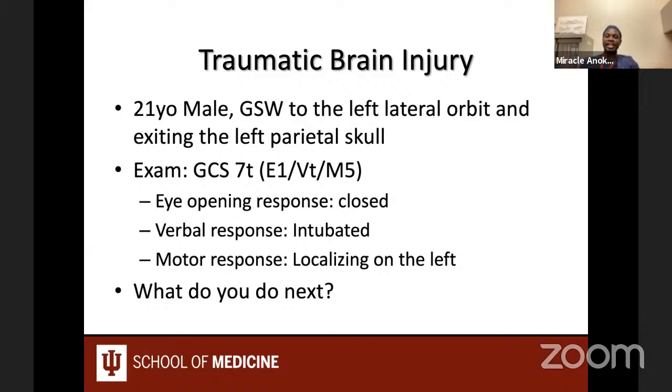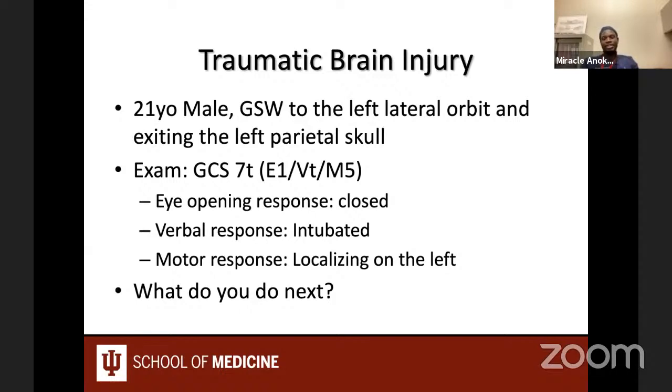Whenever you see a T on the GCS score, that means that the patient is intubated. So they call you and they say the patient is a GCS-7T. Then you ask them, what do you mean by 7T? Tell me the different areas. What's the eye opening response? Well, the eye's closed. Okay, so E1. They're intubated because there's a T, so VT, and then M5, which means that they're localized on the left.